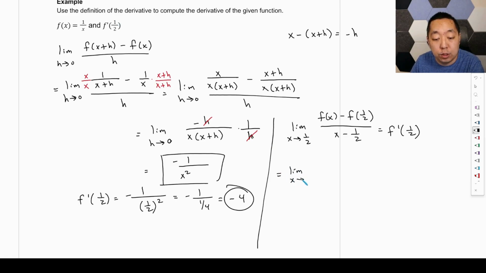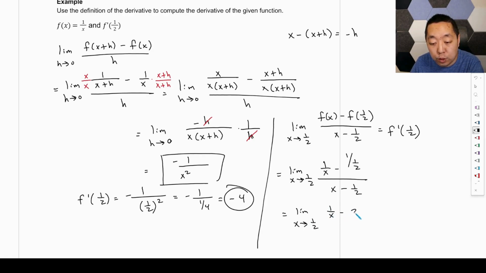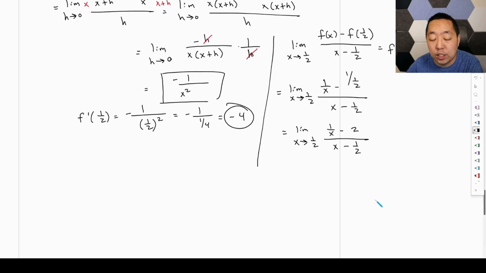So the limit as x approaches 1/2, f of x is 1 over x, f of 1/2 is 1 over 1/2, which is going to be 2, over x minus 1/2. Again, this is not my favorite form, but this is just good practice. So this is 1 over x minus 2, over x minus 1/2. Now, when you have fractions like this, it's very common to say, I want to make them the same common denominator. So make this x over x as an example, right? So that way we have a 1 over x.